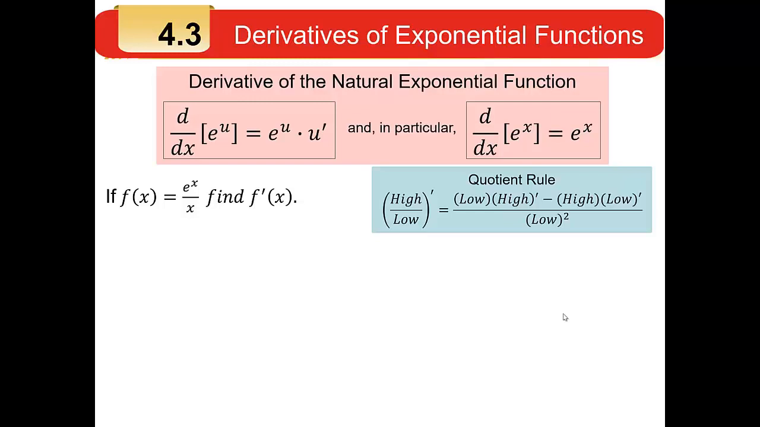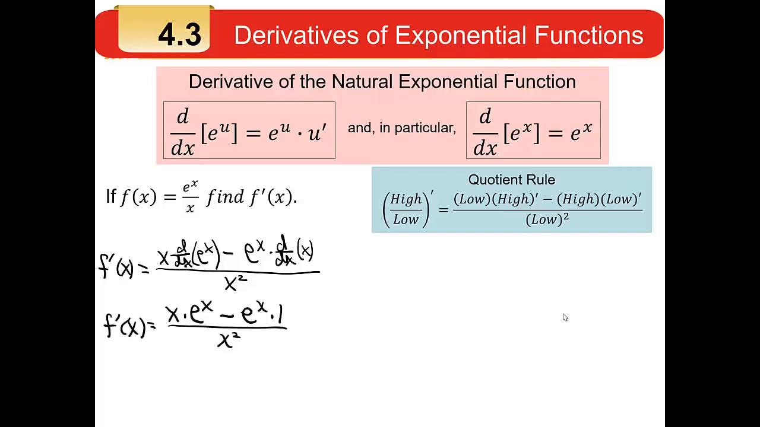over low squared. Well, low is x, then you have to multiply that by the derivative of high. Well, high is e to the x, that's the derivative of e to the x, minus, then you reverse it, you take high, which is e to the x, multiplied by the derivative of low, that'd be the derivative of x, all over low squared, which would be x squared.